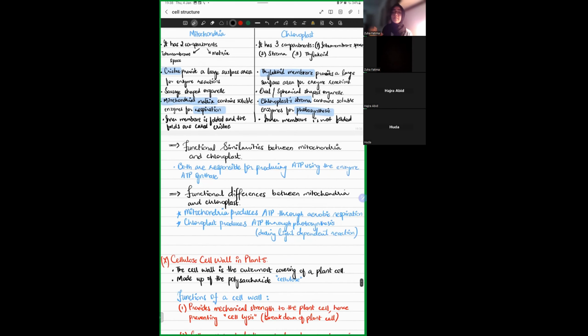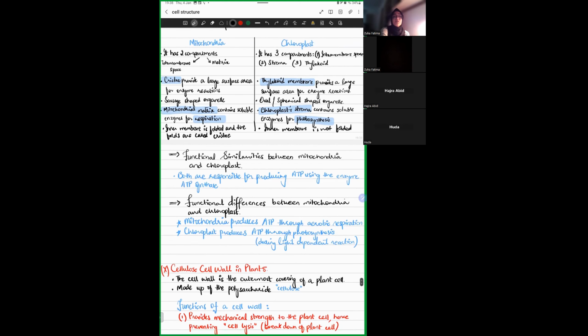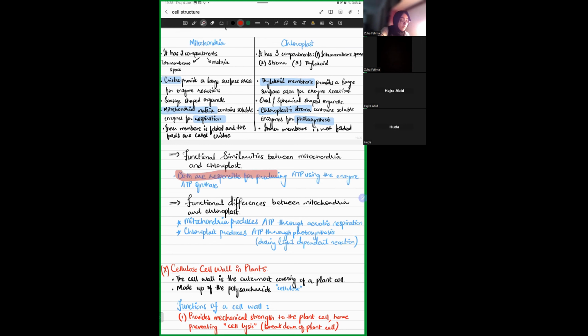Now moving on to the functional similarities and the functional differences. Which reactions are similar in a mitochondria and chloroplast, and which reactions are different between them? So as we just discussed a while ago, since both mitochondria and chloroplast have the ATP synthase enzyme, both of them would be involved in the synthesis of ATP. So the functional similarity between mitochondria and chloroplast is that they both are responsible for producing ATP using the enzyme ATP synthase.